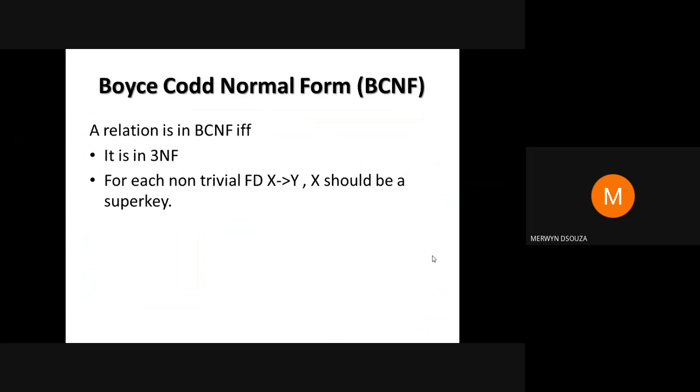A relation R is in Boyce-Codd normal form if and only if, first condition, it is in 3NF, that is third normal form, and second condition, for each non-trivial functional dependency X determines Y, X should be a super key. So if you don't know what a non-trivial functional dependency is, please watch the video on functional dependency.